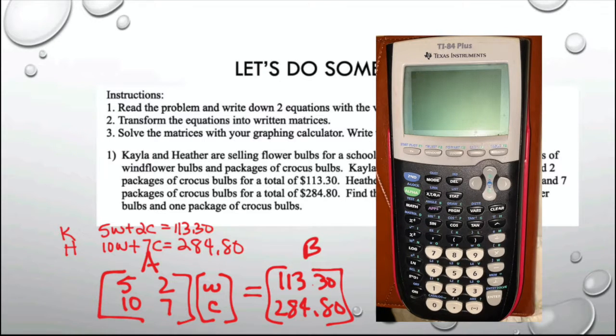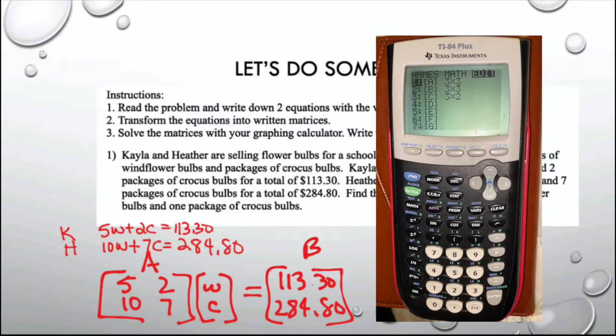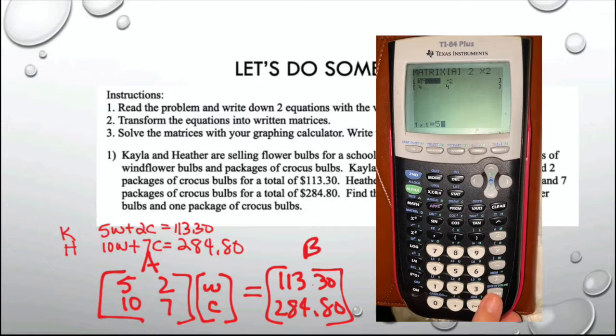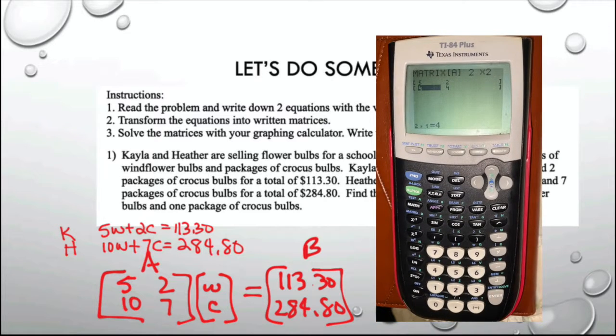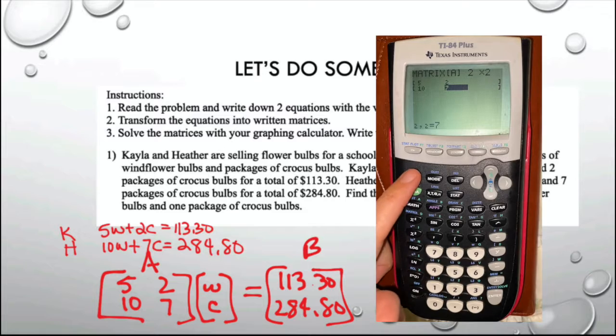All right, let's put this matrix in. We are going to come into second matrix. We're going to scoot over to edit. And we're going to put in the matrix A. It's a 2 by 2. And we're going to put in the numbers 5, enter, 2, enter. Then 10 and 7, 10, enter, 7, enter. All right, now we're going to put in the B matrix.